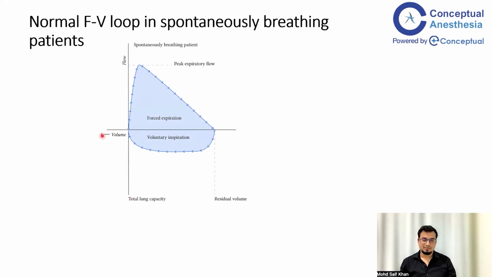The x-axis will represent the volume. The volume will be plotted on x, and the flow will be plotted on y. The unit of flow will be liters per second, and the volume will be in liters. Then you start from here. Basically, this loop has two parts, an upper part above the x-axis and a lower part below it.